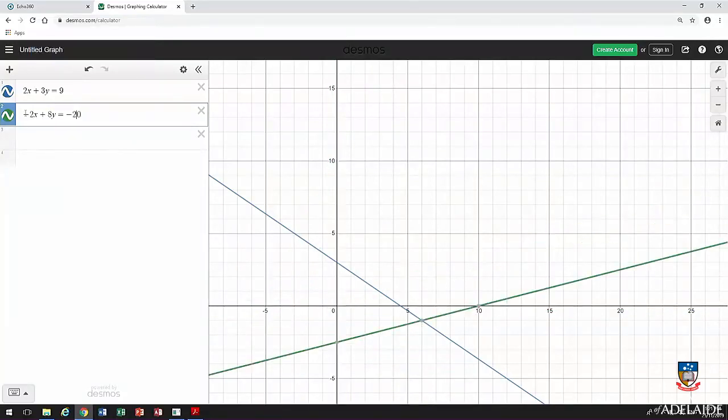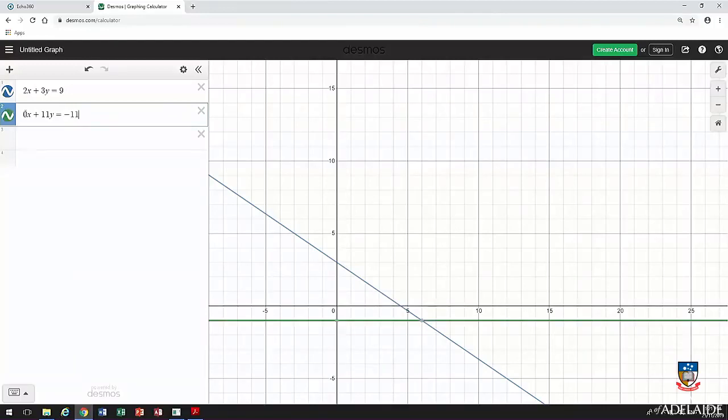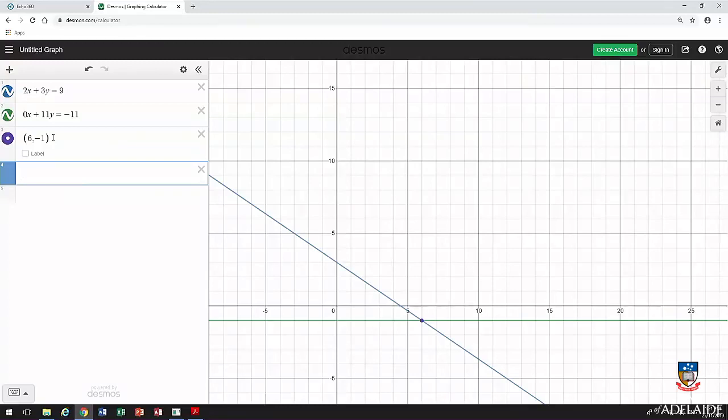Now, that didn't actually change anything because I just multiplied that row by something. But now at this stage, I've changed it to 0, 11, minus 11. So there's no x's. Plus 11y is minus 11. And now I've moved my line to a new spot. But I haven't changed what the intersection point is. It was in the same place it was before. I'm just going to mark that point for you so that we can see that it's not moving.